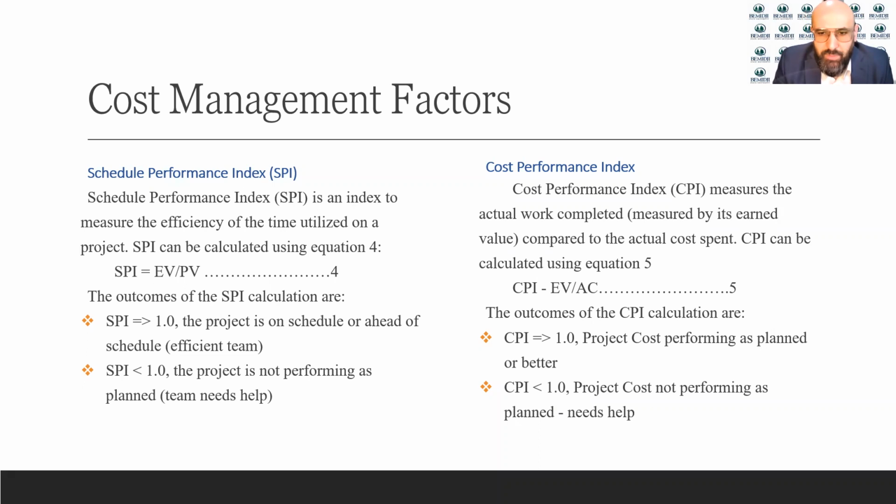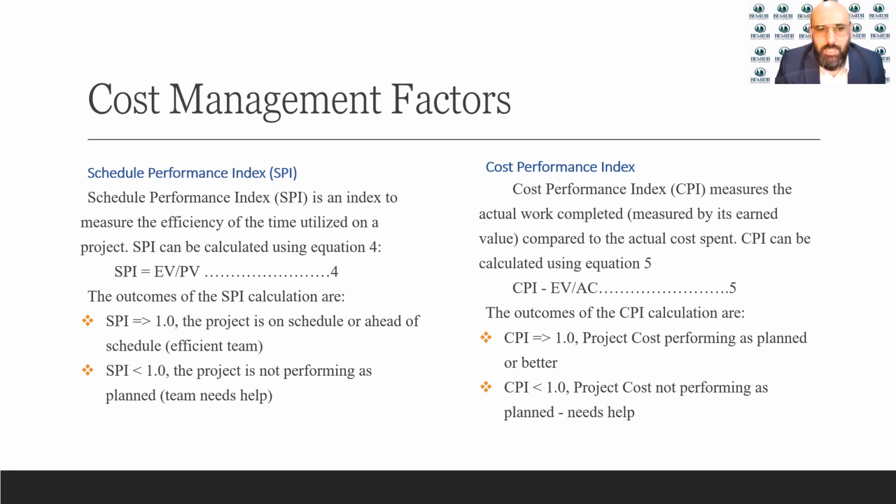And once we finish this equation, we have to look into the result and see if it's 1 or more than 1. If it's equal to 1 or more, then the project cost is performing as planned. So you are doing great. If it's less than 1, then you have exceeded your budget. The project was not performing as planned and your team needs help.